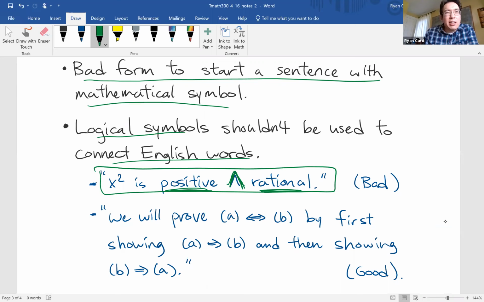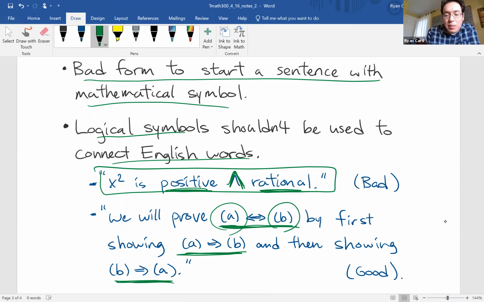But if you're connecting formulas or expressions, sometimes a logical symbol is perfectly appropriate. So this is a good example of a good use. We will prove that A if and only if B by first showing A implies B and then showing B implies A. So A and B are equations or expressions.